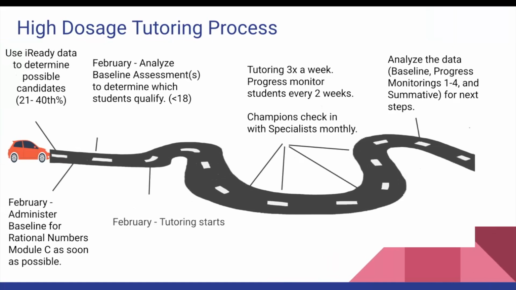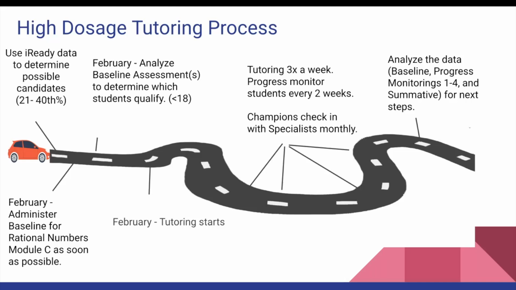You will use iReady data to determine potential candidates. Remember, anyone falling within the 21st through 40th percentile will then be baselined for Rational Numbers Module C as soon as possible. After students are baselined and they score less than 18 on the Rational Numbers Module C, they will begin tutoring. Tutoring will take place 3 times a week with progress monitoring happening every 2 weeks.